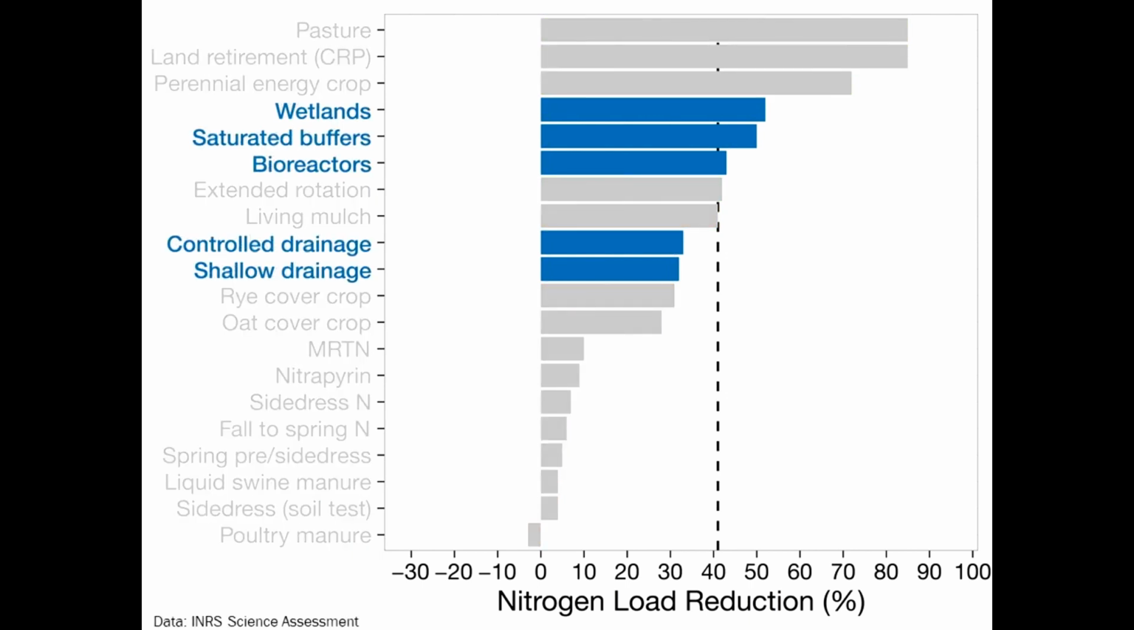So again, if we focus in on those edge of field practices, these tend to be some of the highest performance practices that we've got, short of actually land use conversion. Where land use conversion doesn't make sense, edge of field practices are where we can get some of the best performance, short of, again, actually converting the land away from crop production.